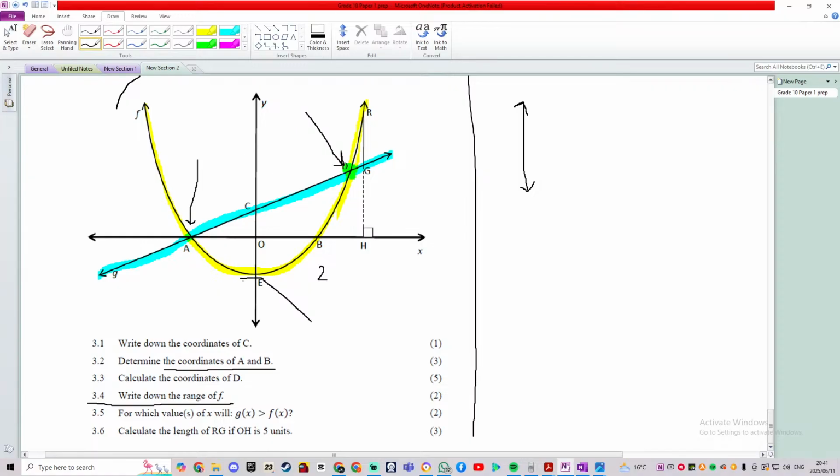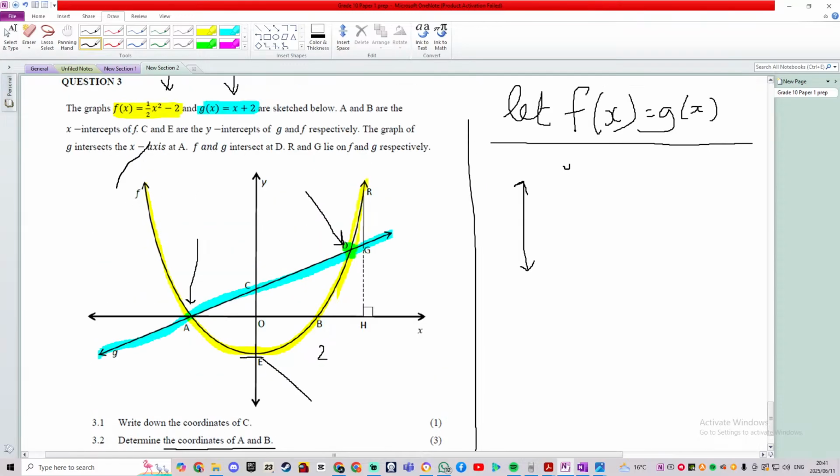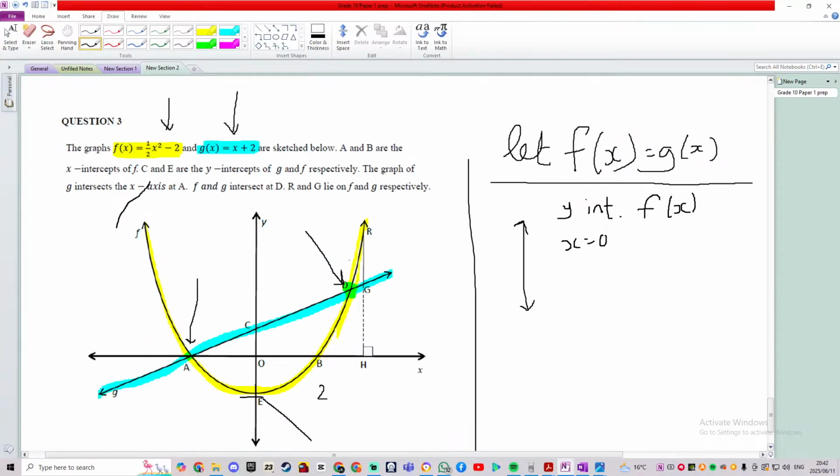So we need to find what E is. How will I find E? E is the y-intercept of my f of x graph. So you're going to let x equal 0 to find the coordinates of E on my f of x graph. I'm going to say y equals half, substitute 0 in there, squared, minus 2, y is equal to minus 2. So I know the y coordinate of E is minus 2.